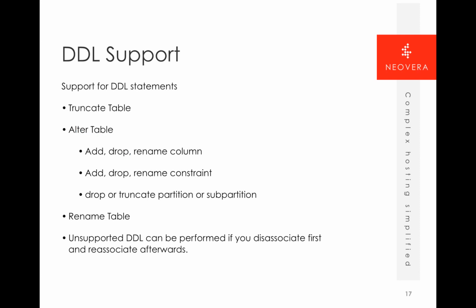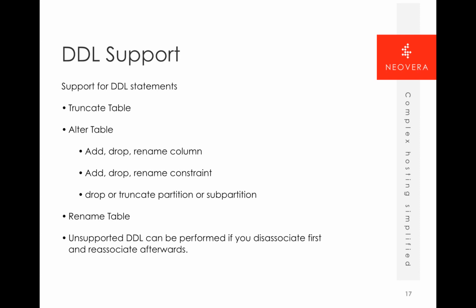DDL support. So once you've turned on the archiving and it creates these history tables, you still are allowed to do some DDL statements on the base table. Truncate, you can add columns, drop, rename columns, add, drop, rename constraints. You can drop or truncate partitions or subpartitions. You can actually rename the table. And there are some other things you might be doing, like split partition, that aren't supported.